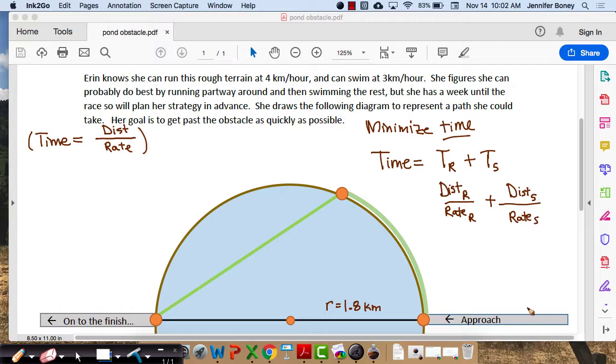A couple of those are constants that we know. The rate at which she runs and the rate at which she swims, those are just numbers in the problem. The distance that she runs and the distance that she swims depends on where we put that middle orange dot, right? So that's going to be most of our work in this problem, and one of those is much more challenging than the other. But again, our overall goal is to minimize time.